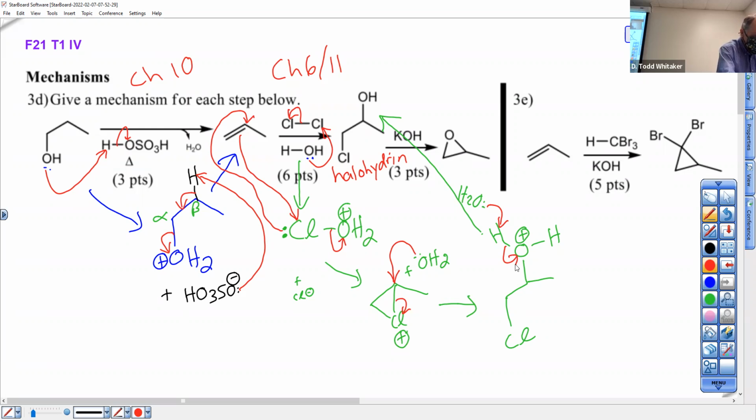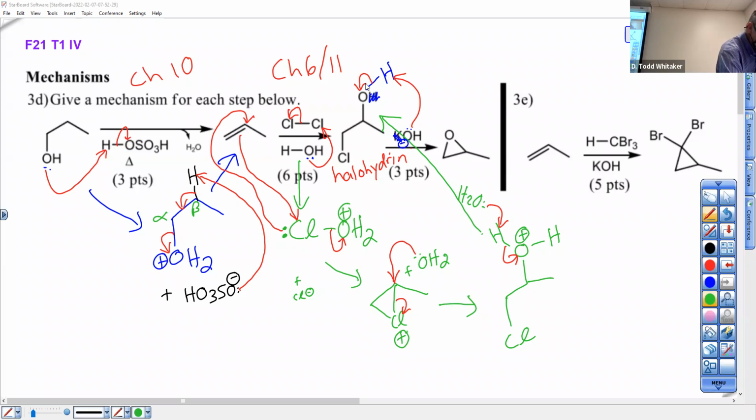And then it's time to set up an NGP. I'm going to carefully scribble out the H, put a lone pair on the O and a minus on the O. We're going to scribble out the H. We're going to draw a bond. You can do this on the test. I'm not going to combine steps. One step at a time.